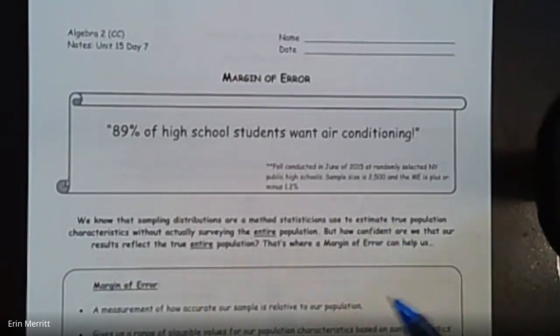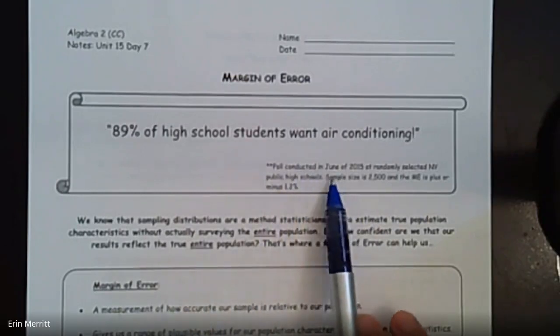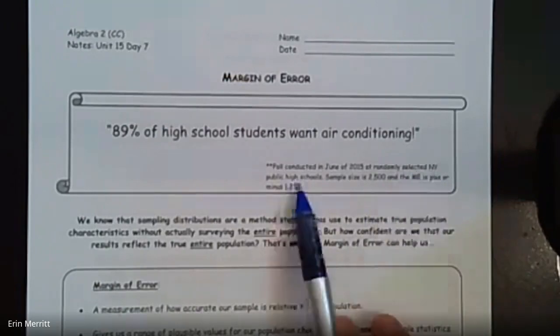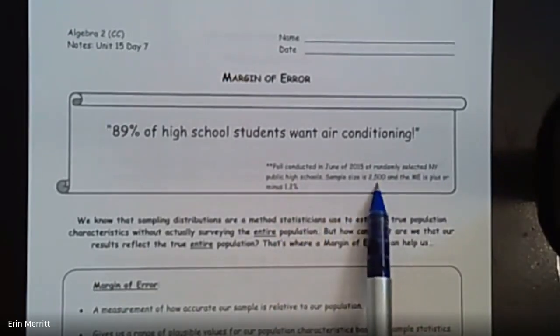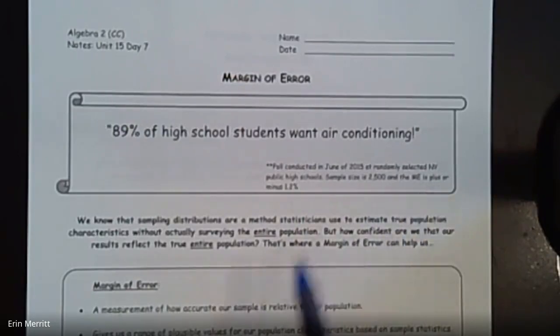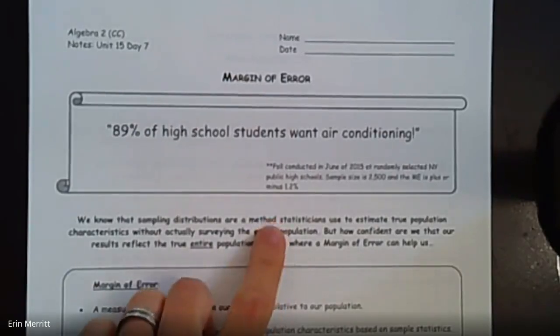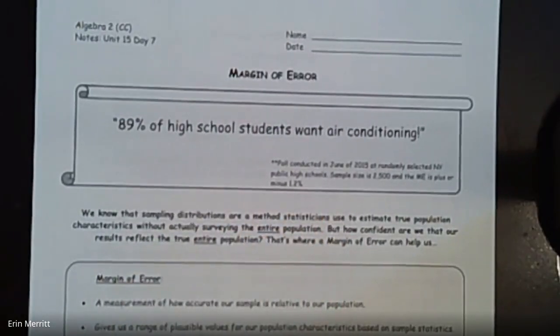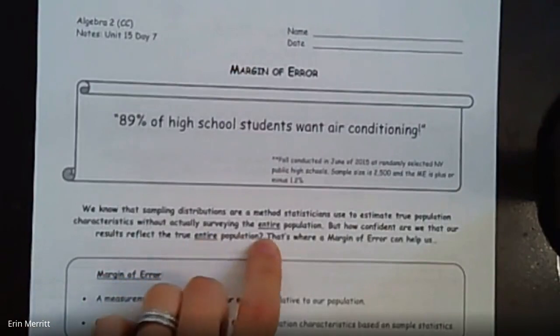So the key here is it says the poll was conducted in June of 2015 at randomly selected New York public high schools. Sample size was 2,500, and the ME, which stands for margin of error, is plus or minus 1.2%. It says we know that sampling distributions are a method statisticians use to estimate true populations. So you sample a bunch of people and it should represent everybody without actually surveying the whole population.